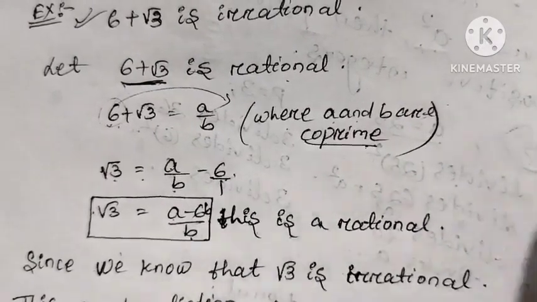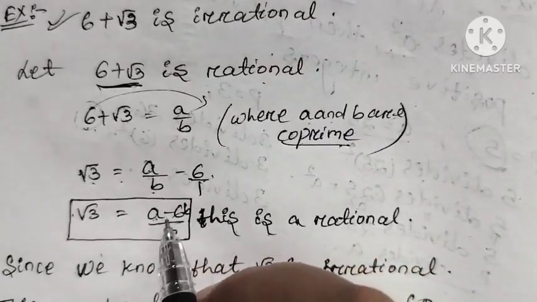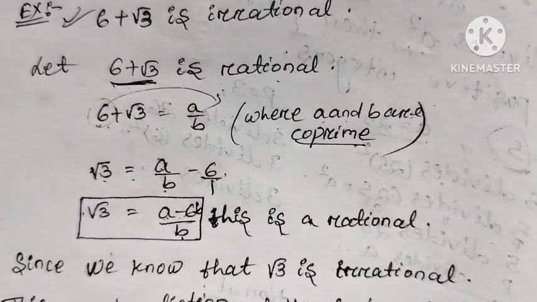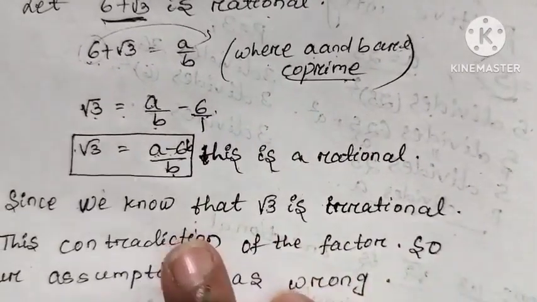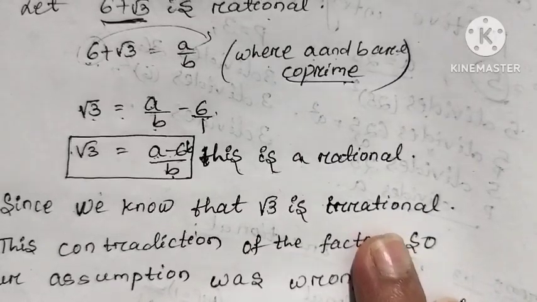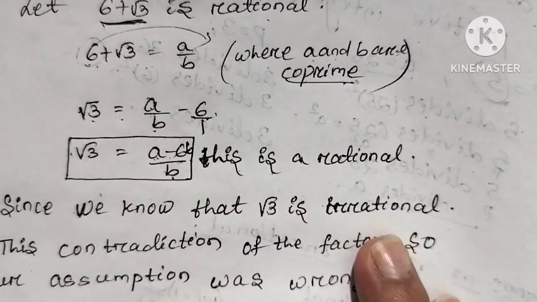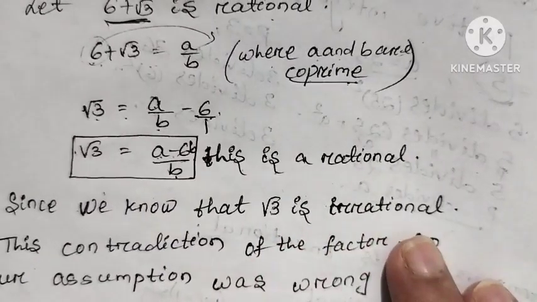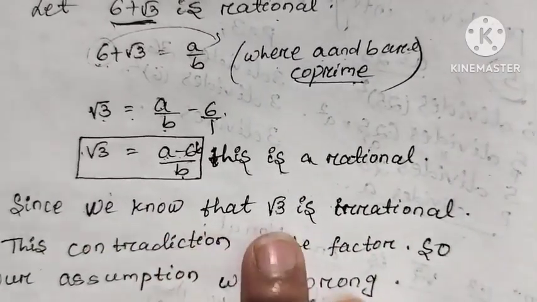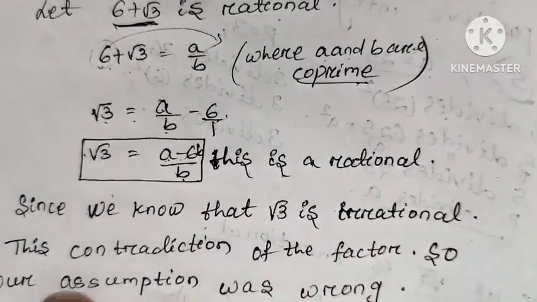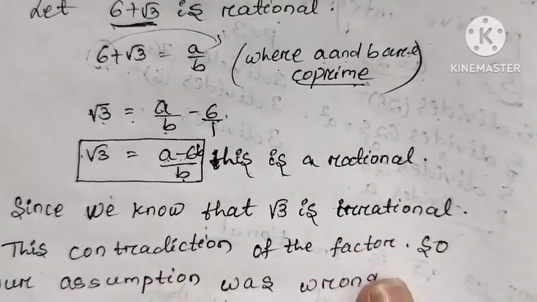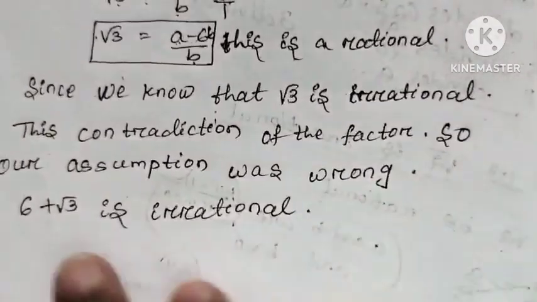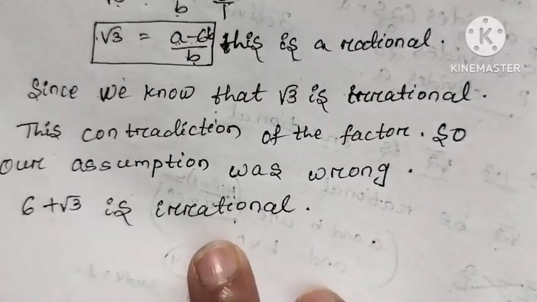This is a rational number. Which number? a minus 6b by b is a rational number. But you have to prove it. Root 3 is irrational, because in theorem 1.3 I have proved it. Root 2 is irrational, same thing root 3 is irrational. Since we know that root 3 is irrational, this contradicts our assumption. So our assumption was wrong. 6 plus root 3 is irrational.